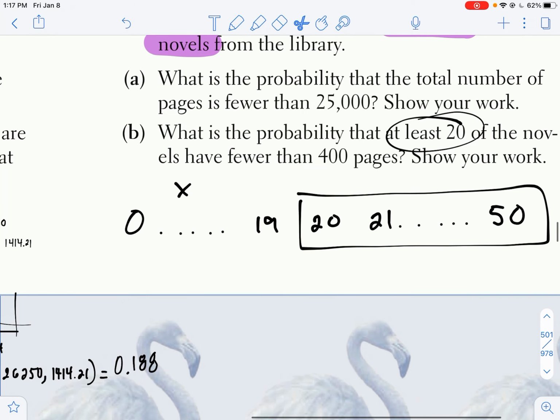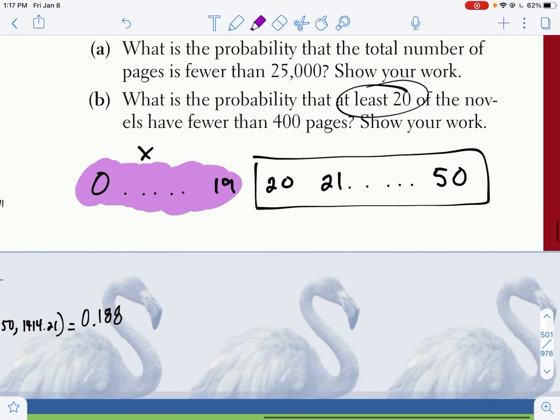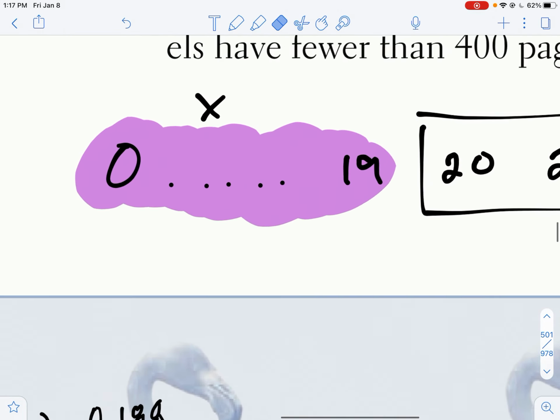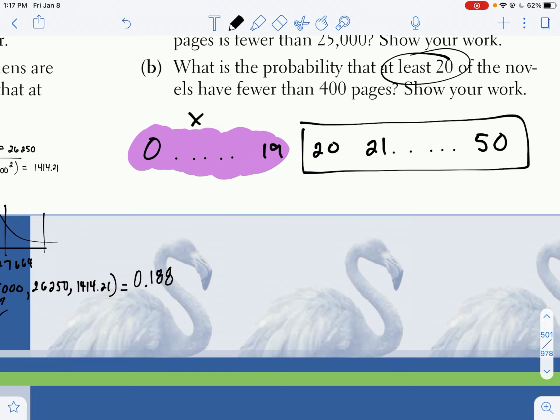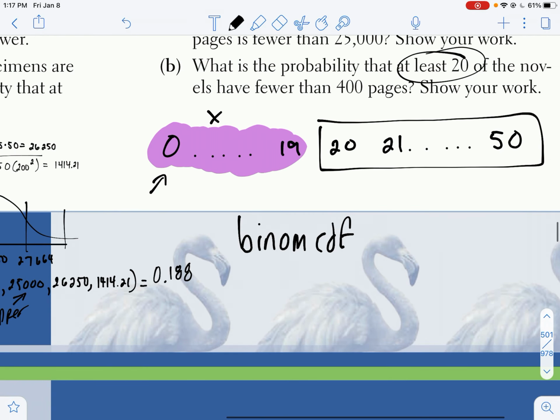Here's what I would do instead. Instead of finding what I need, I can find out what I don't need, 0 to 19, and then just subtract that from 1. Why? Because this represents 100% of those possibilities. So if I find the possibilities I don't need, that'll leave me with the possibilities I do need. And why am I going with 0 to 19? Because that calculator function, binom CDF, calculates all your binomial probabilities starting from 0, and then you tell it the highest number to stop at, and it adds them all up for you.